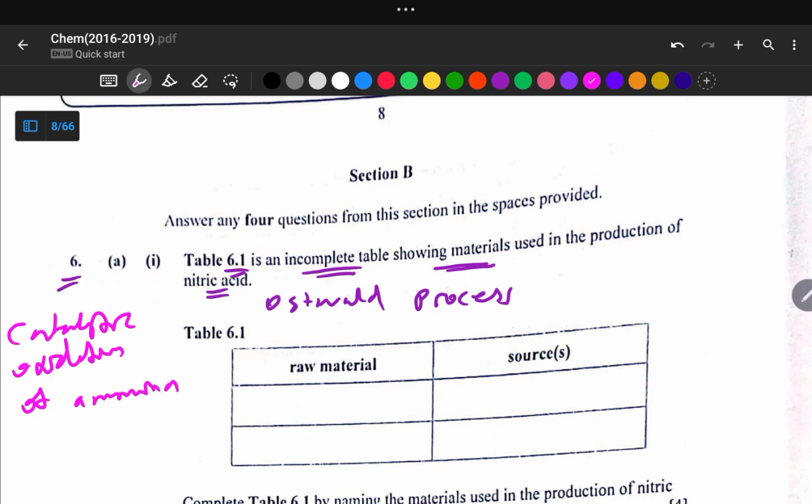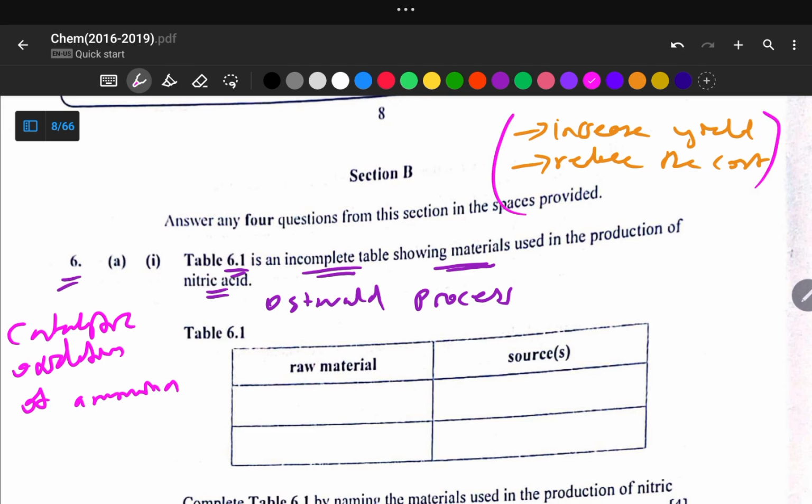For the industrial processes, we have two principles. We want to increase yield, and we want to reduce costs. This is the main agenda for all the industrial processes, and these are the factors which govern all the conditions in them. We have 3 main industrial processes: the Ostwald process, the Haber process, the production of ammonia, and the Contact process, which is the production of sulfuric acid.